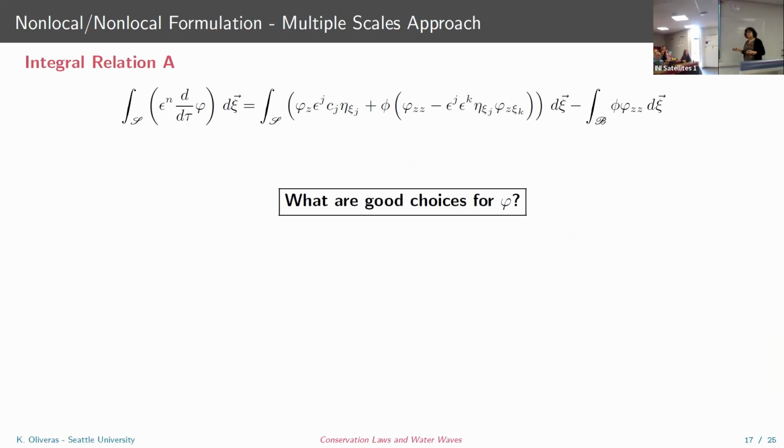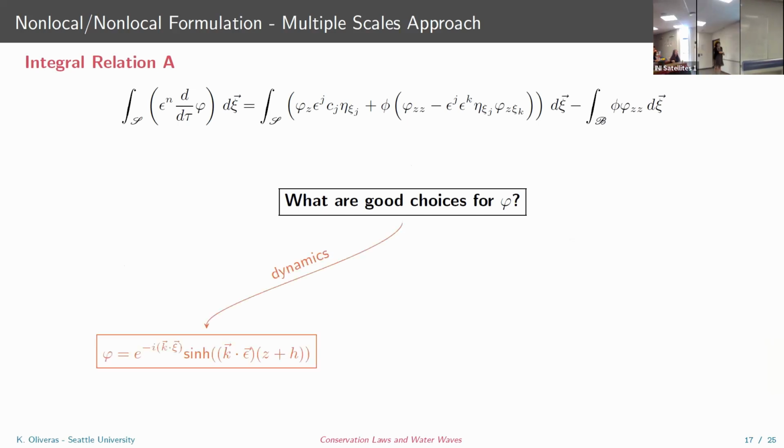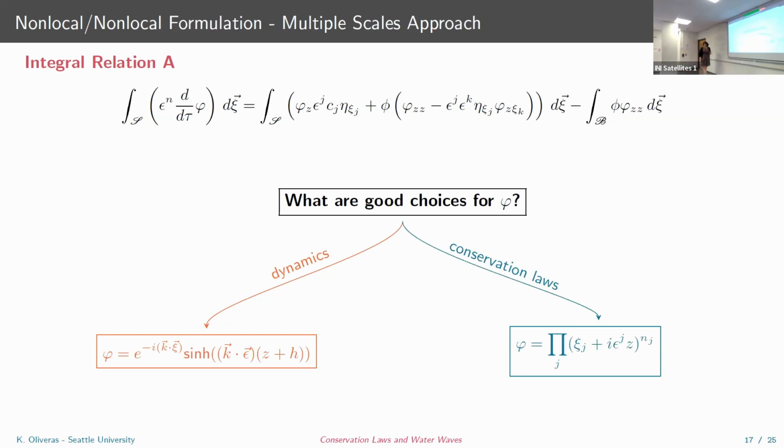And so what are the good choices for the test function then? Well, if you want to get the dynamics, if you want to get the model equations, then choose something that looks like what we had before, where we have e to the minus i k x, where now we have many different k's and many different scales here. And then of course, k times epsilon vector, where this epsilon vector is just 1, epsilon, epsilon squared, epsilon cubed, and so on. So we have this. All right. If I want to do conservation laws, then I'm just going to use those harmonic polynomials.